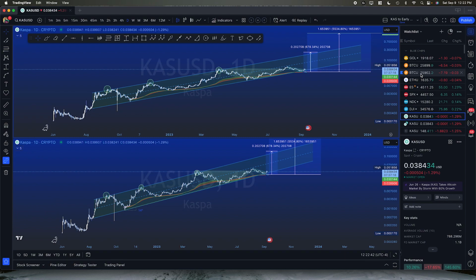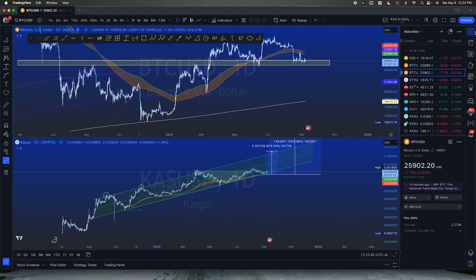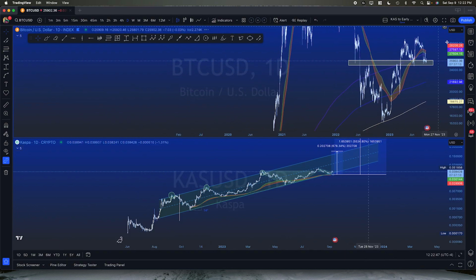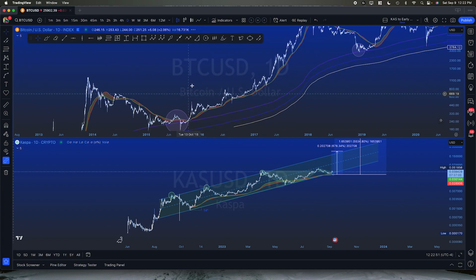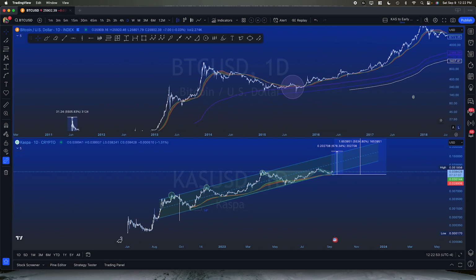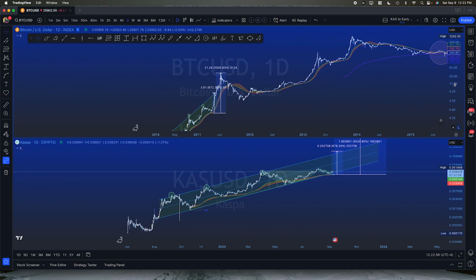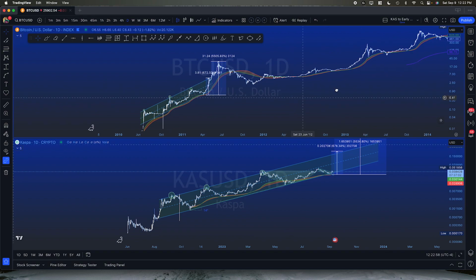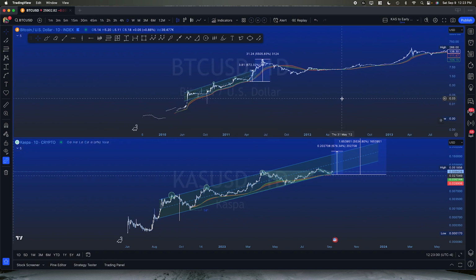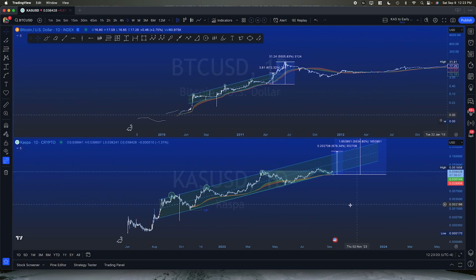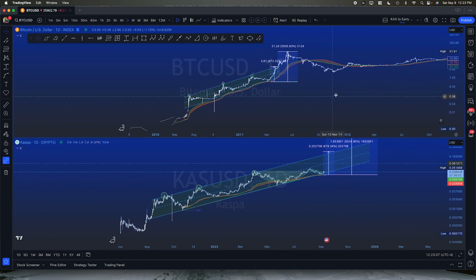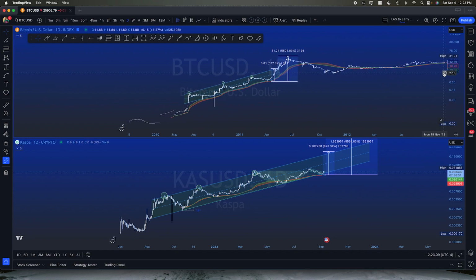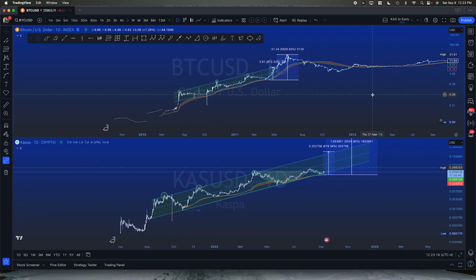Let's get Bitcoin here. Let's go all the way back to the beginning. So here's the beginning of Bitcoin. Just like Kaspa, Bitcoin was fair launched. It's a proof of work.